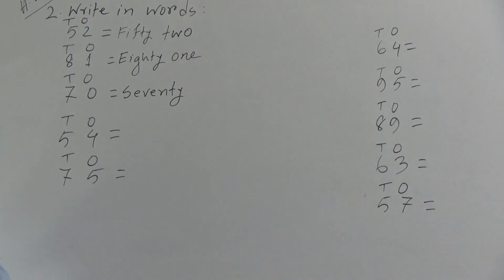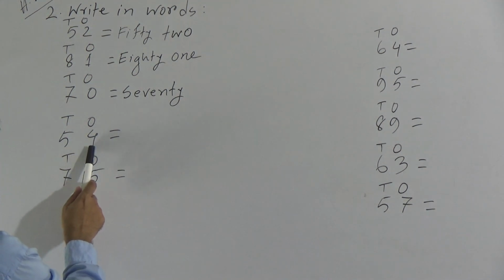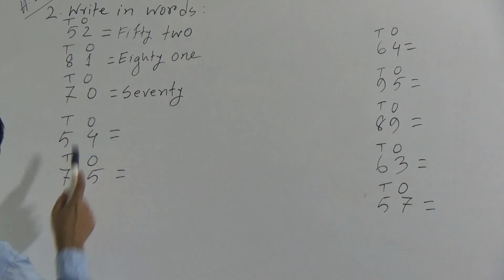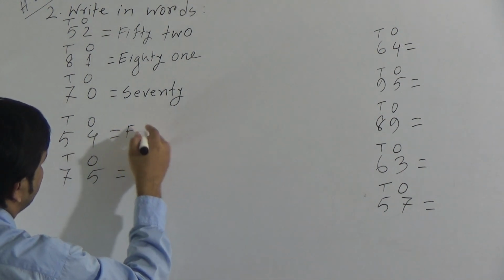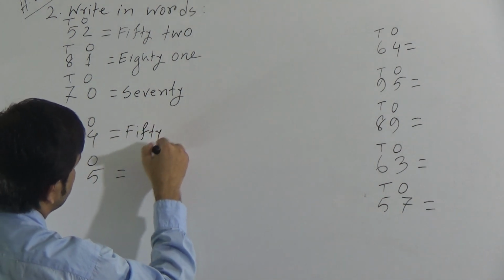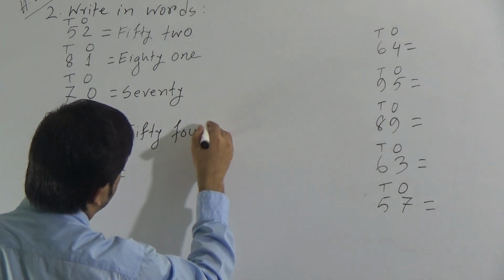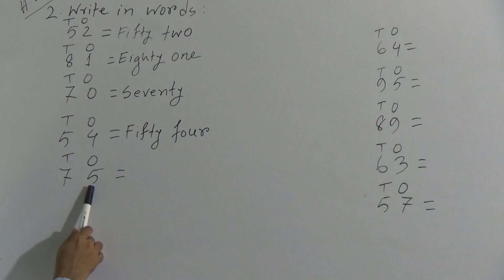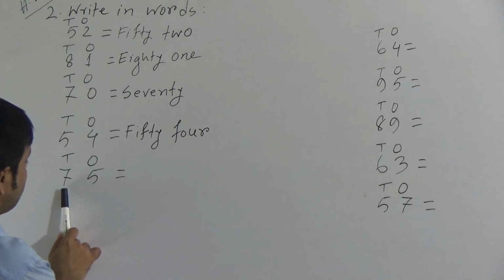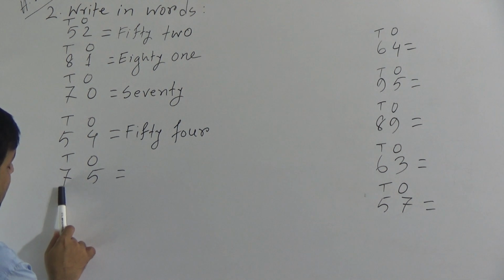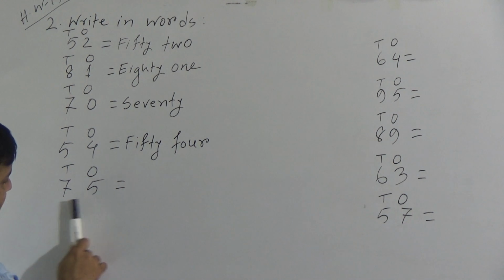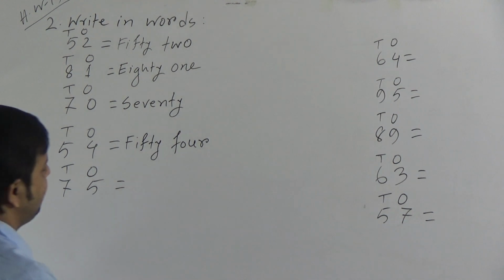Okay, dear students. Now, see the next number. Here 4 is in ones position, 5 is in tens position. So, we can say 54. So, the number is 54. Next number, here ones position is 5 and tens position is 7. So, you can say 70, here ones position 5. So, 75.